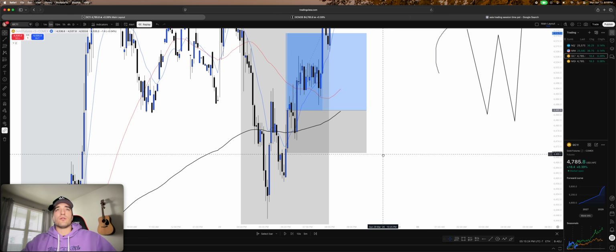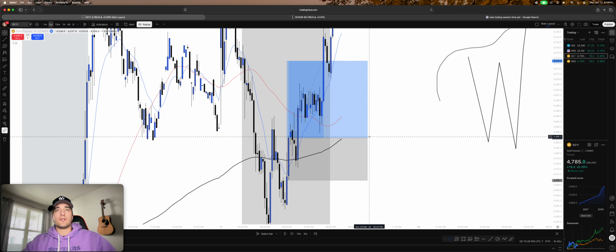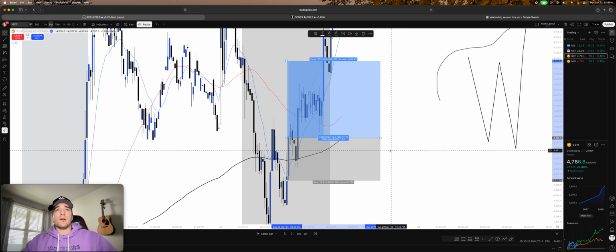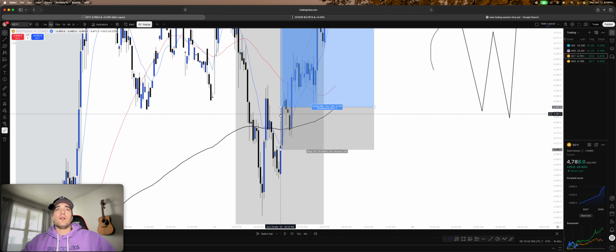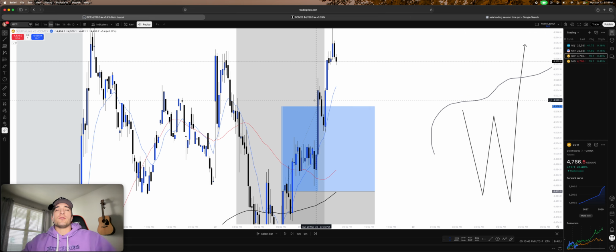16 points on the gold is a lot of money to risk. It's definitely worth dropping down to micros if you're not trying to risk $1,600, obviously. I'm not trying to risk that much money yet. And then we can shoot for a 2-to-1. Now, as you can see, this took a little bit of time to play out. We got a little bit of push, some drawdown, and we continued up slowly, but surely we got there.